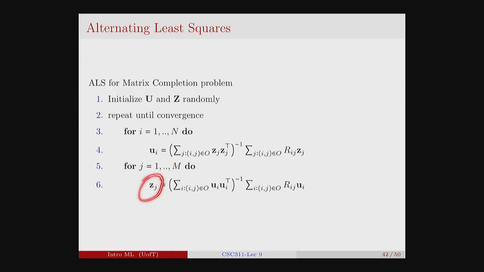Then across all the different movies, you would find the movie vectors one after the other by solving a regression problem again.